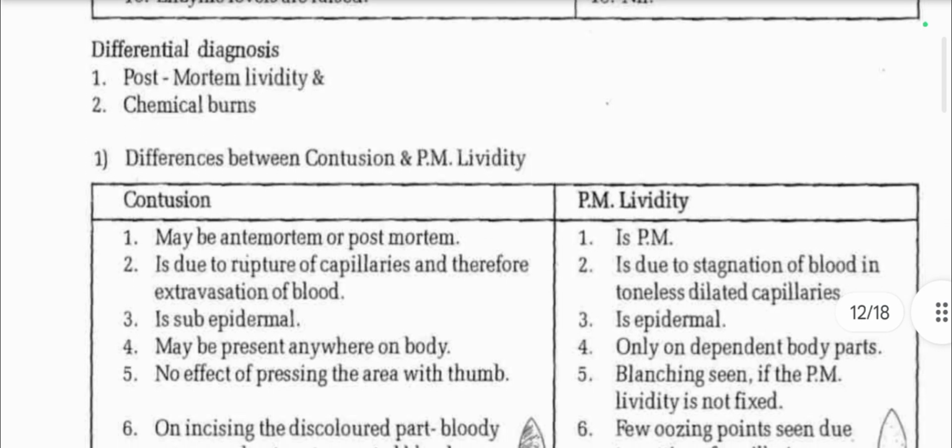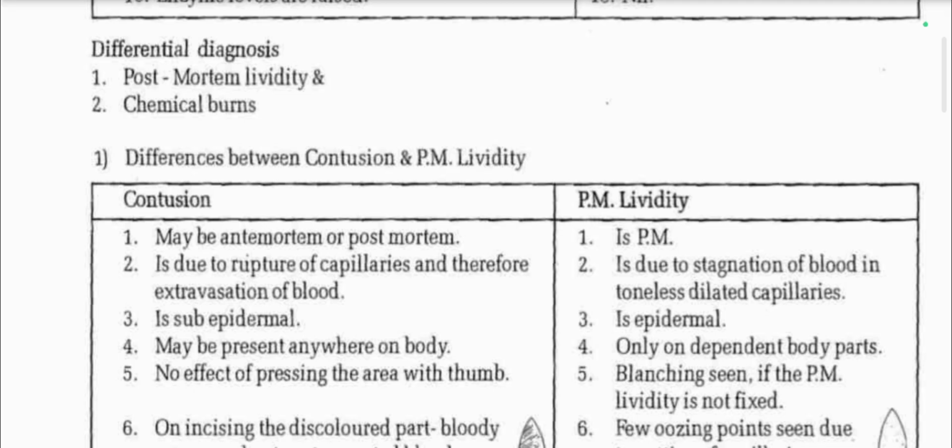What is the differential diagnosis? Post-mortem lividity and chemical burns. So these two are the differential diagnosis. What do I mean by differential diagnosis? In simple words, the same features are seen in PM lividity, so you tend to get confused whether it is PM lividity or contusion. So you have to differentiate both diagnoses. See, PM lividity and contusion are two different diagnoses. So now you have to make a difference between those two, whether it is PM lividity or your contusion. That is known as differential diagnosis. I have to differentiate between the two diagnoses which are in front of me.